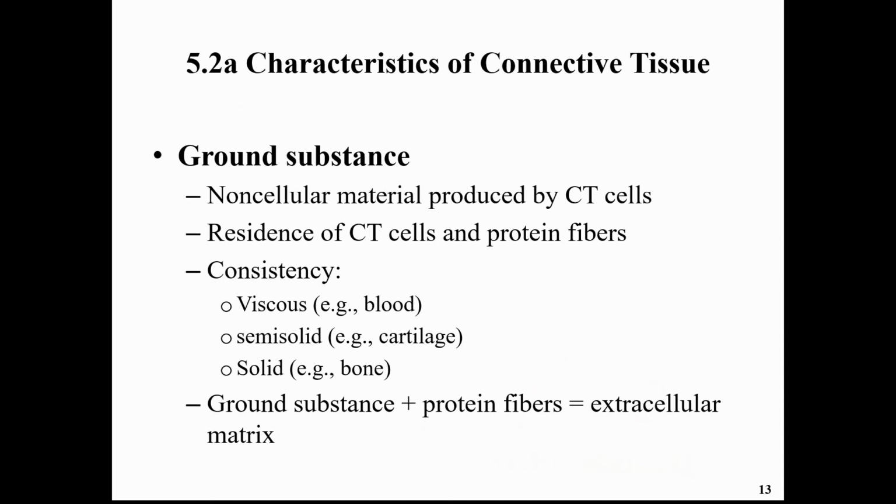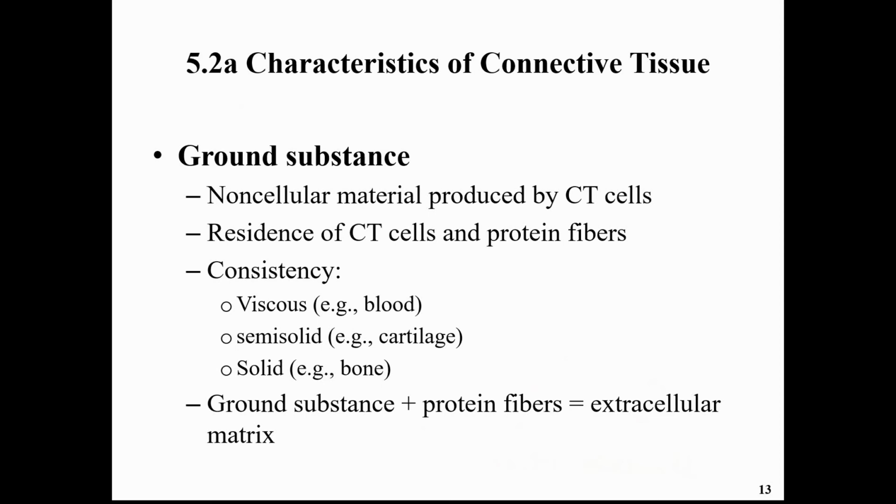Finally, the ground substance is the material that's produced by connective tissue cells that holds all of the cells and all of the protein fibers. The ground substance varies quite widely between different types of connective tissue. In blood, which is a type of connective tissue, the ground substance is mostly water. In bone, which is also a type of connective tissue, the ground substance is fairly solid. Ground substance plus the protein fibers are what we call the extracellular matrix.